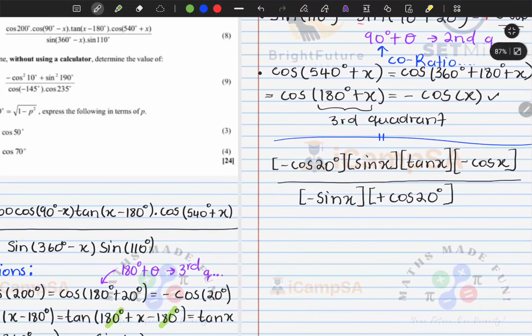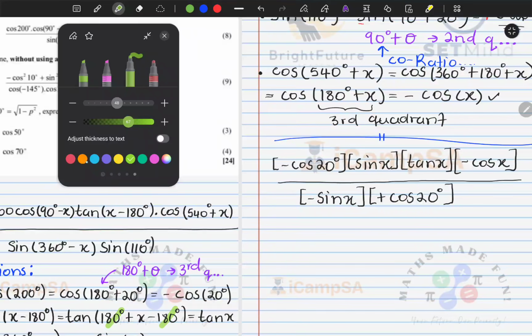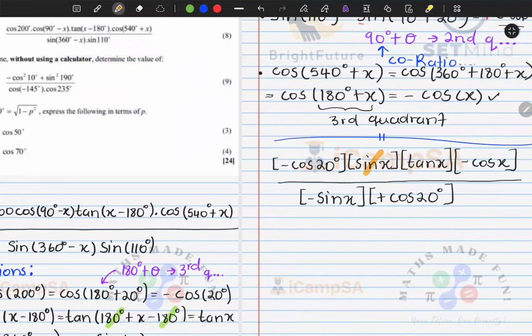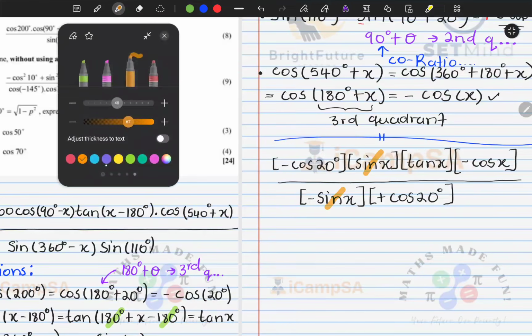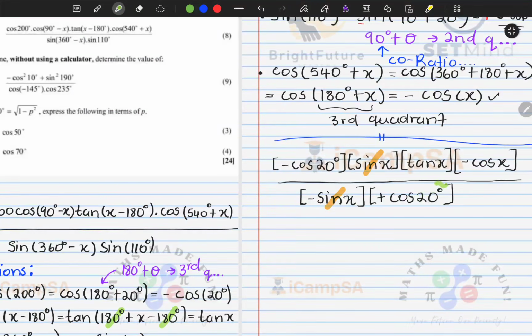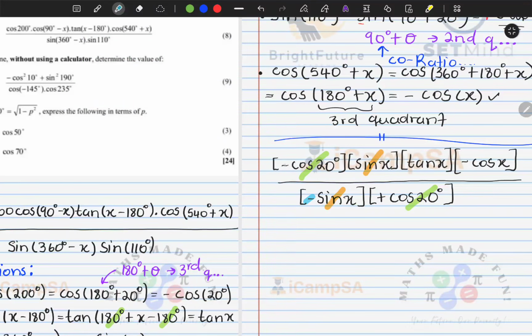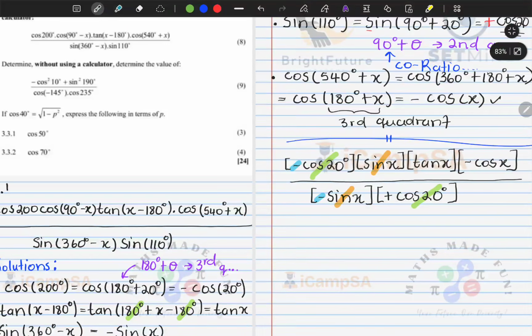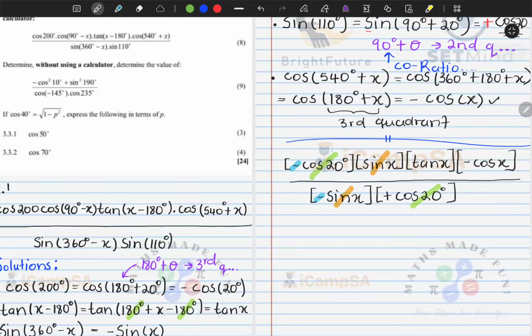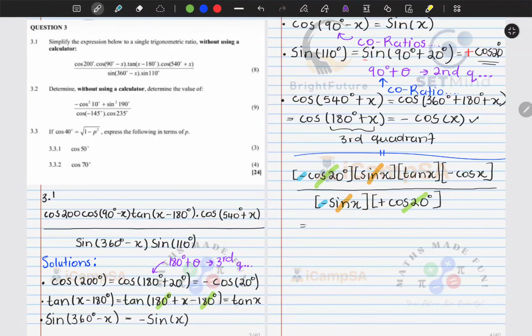Okay, so if you observe carefully, we can cancel a couple of terms. The first one being this sine and this sine, and then secondly, we can cancel the cos of 20 and the cos of 20. And then I can cancel one of the negatives, this negative with that negative. So what becomes left for our problem is one negative, so you end up having a negative tan of x times cos of x.